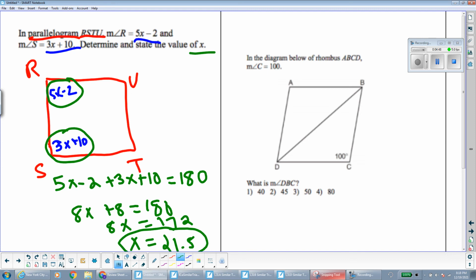In the next question, we once again know that we have a rhombus, and we know that angle C is 100 degrees, and we need to find the measurement of angle DBC.